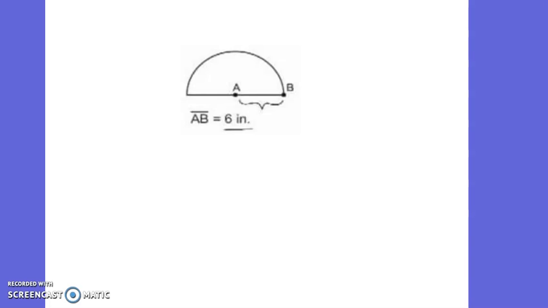We are about to find the area of this semicircle. So you can tell that it's not a full circle, right? Looks like about half of it is missing. So we have half of the circle here. We call that a semicircle.